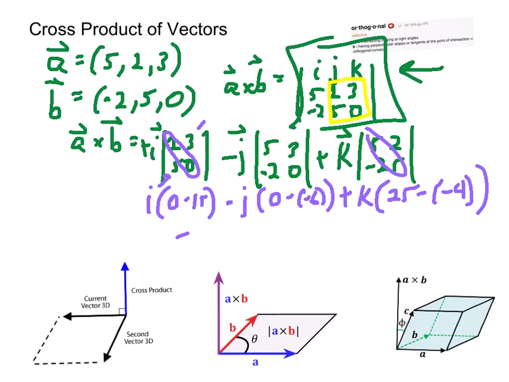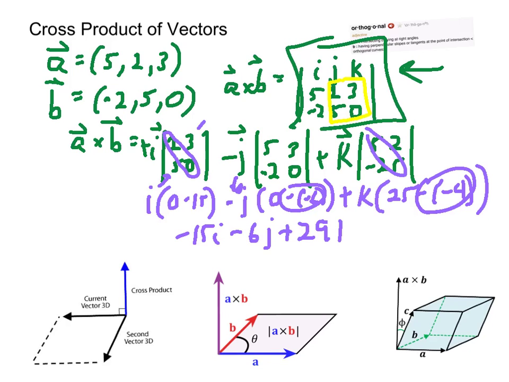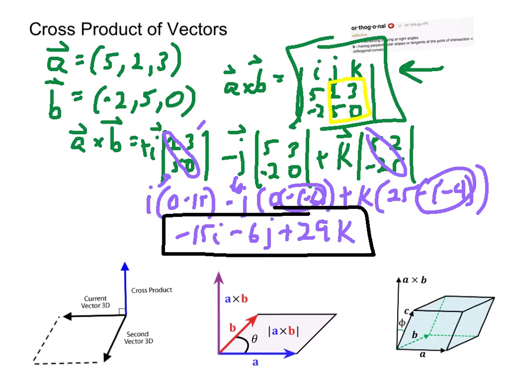That's going to give us a negative 15i. And what do we get here? We get positive 6. 0 plus 6 is 6. But 6 times a negative j is a negative 6j. Here we have 25 plus 4, which is 29. So that's a positive 29k. Does that look familiar? It should. It is the sum of unit vectors. Ta-da! So that would be written as the sum of unit vectors.